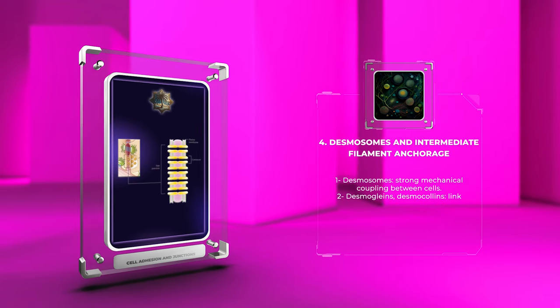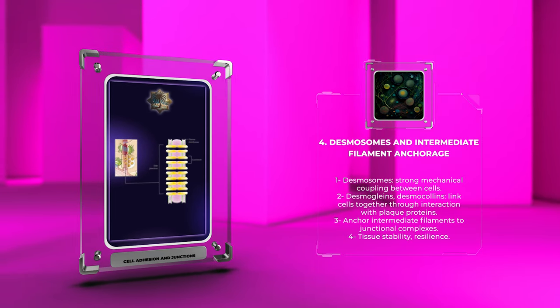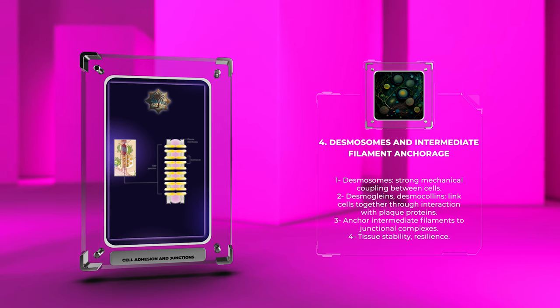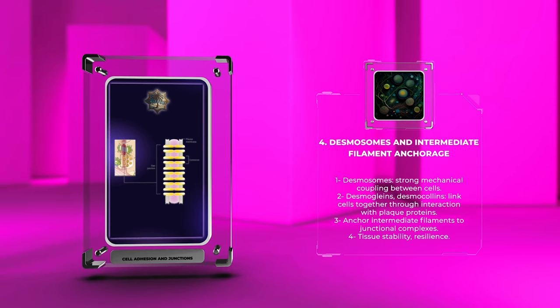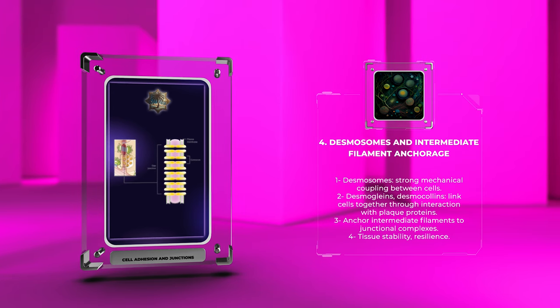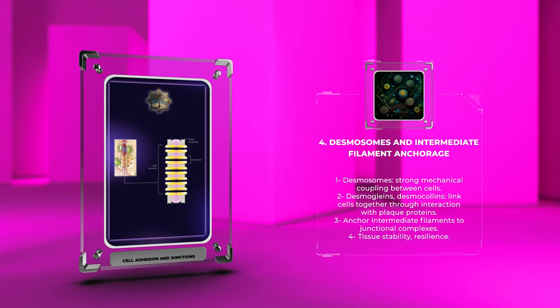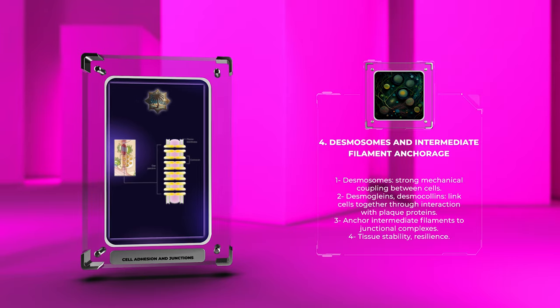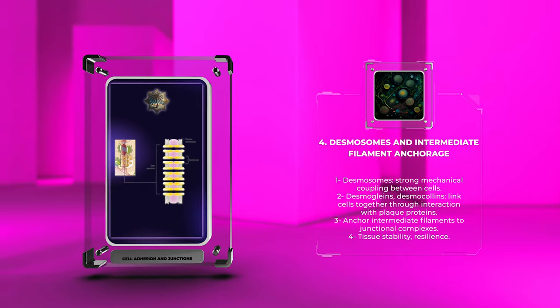Desmosomes are cell-cell junctions responsible for strong mechanical coupling between cells. Desmogleins and desmocollins are transmembrane proteins that link cells together through interaction with plaque proteins, including plakoglobin and desmoplakin. Additionally, desmosomes anchor intermediate filaments to junctional complexes, contributing to tissue stability and resilience.